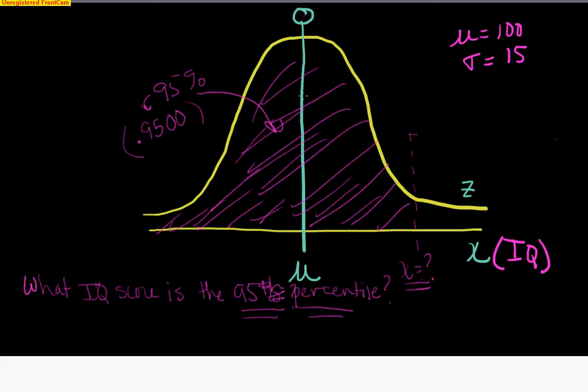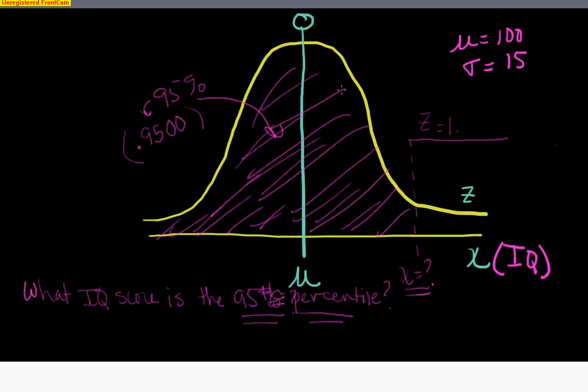So coming back to our graph, I know that z must equal 1.645. It is an IQ score that is 1.645 standard deviations above the mean. That's the line where 95% will be below. That is the 95th percentile. So now I know the z-score, so my last step is to find this x.